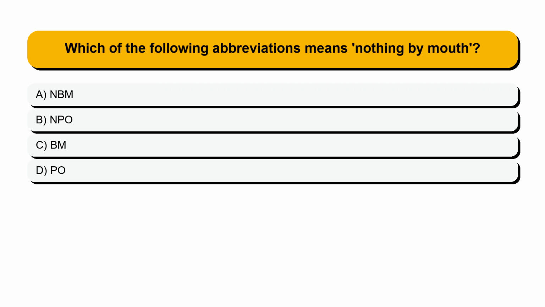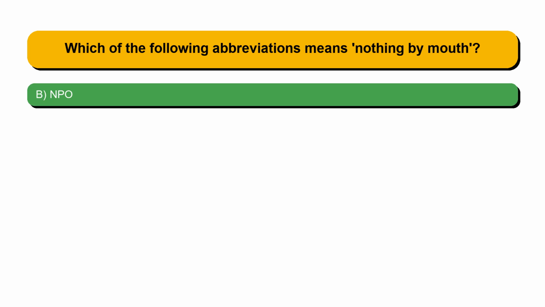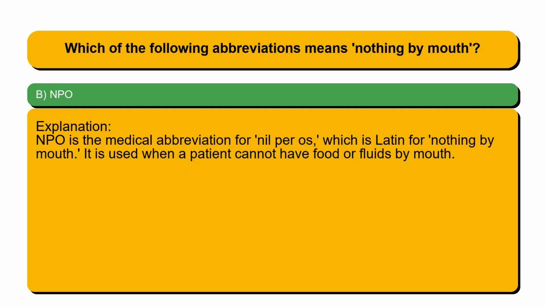Question 80. Which of the following abbreviations means nothing by mouth? Option A, NBM. Option B, NPO. Option C, BM. Option D, PA. The correct answer is option B, NPO. NPO is the medical abbreviation for nil per os, which is Latin for nothing by mouth. It is used when a patient cannot have food or fluids by mouth.